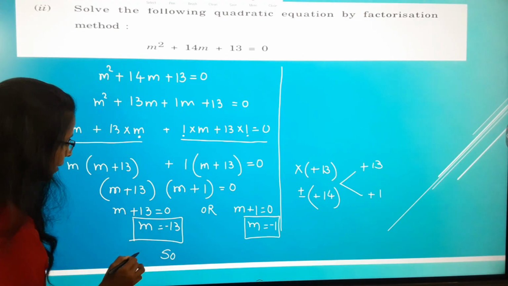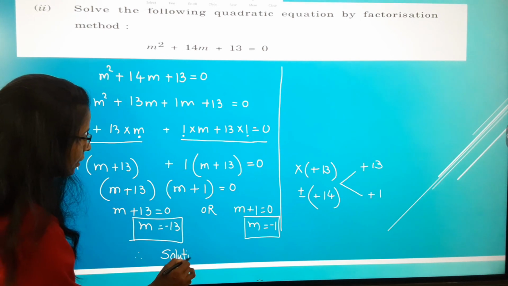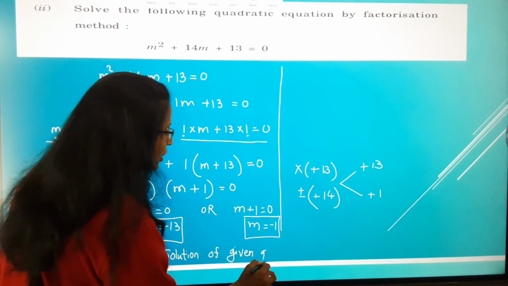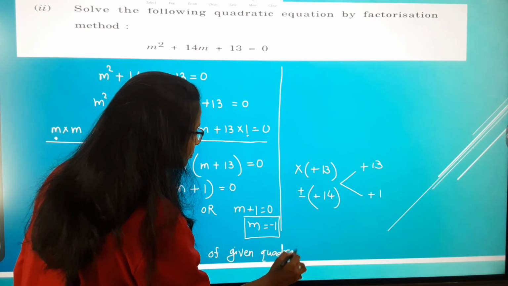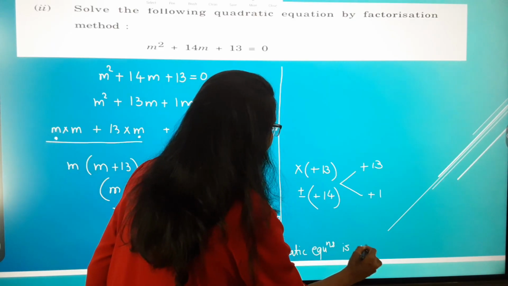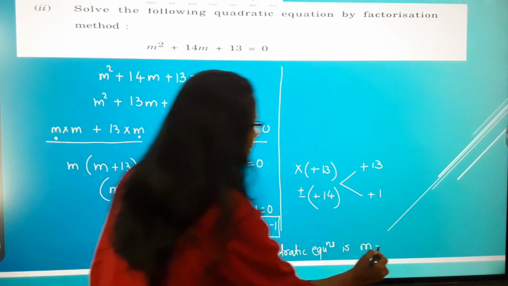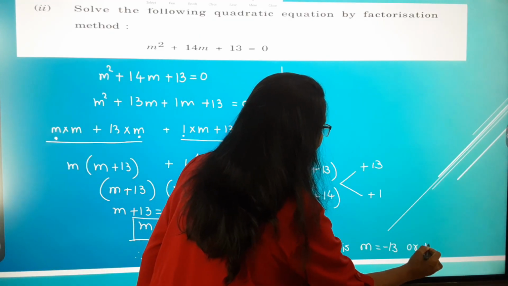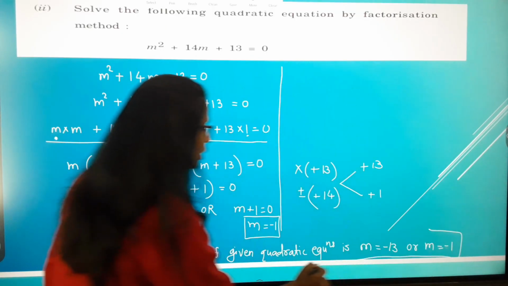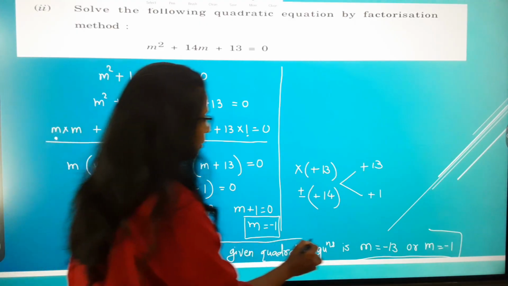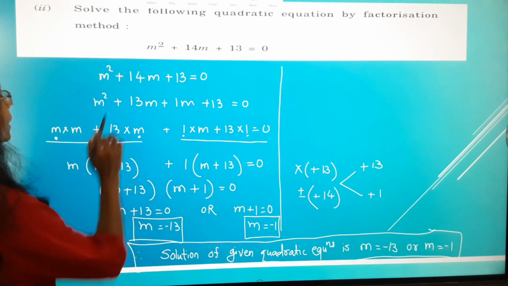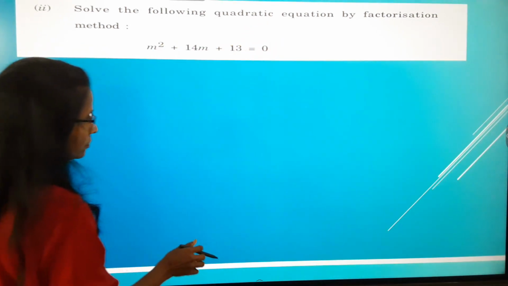So here we write, therefore solution of given quadratic equation is n is equal to minus 13 or n is equal to negative 1. Okay. So this is our final answer. Okay students. Then come to the next one.